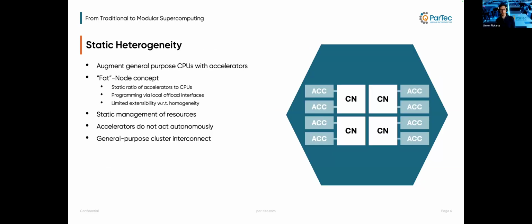First of all, I would like to give you an overview of the idea behind modular supercomputing. So going back a bit in time, when we started to integrate heterogeneity into HPC systems, what would we do? We simply augmented the existing, usually CPU-based computing nodes by accelerator devices, such as GPUs, for example. This is the classical, let's say, fat node concept, where you have a static assignment between the number of accelerator devices in a compute node and the classical compute resources.